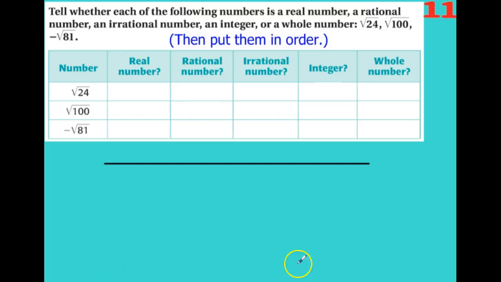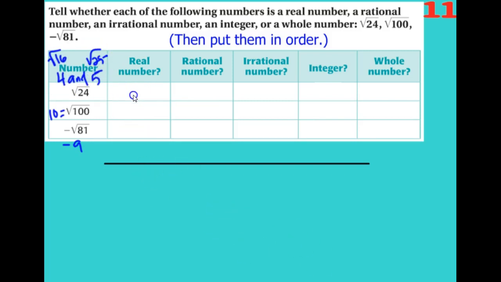Our last problem here, all of these are square roots. Let's evaluate them still. Well, I know the square root of 100 is 10. I know negative square root of 81. Square root of 81 is really just 9 because 9 times 9 is 81. But 24, it's really close to the square root of 25. So it's a little bit less, because it's really between 4 and 5.